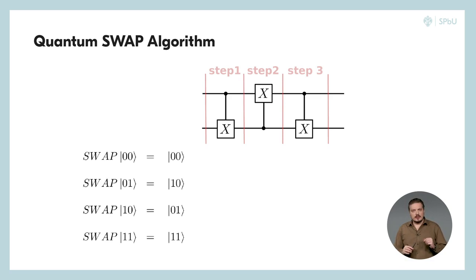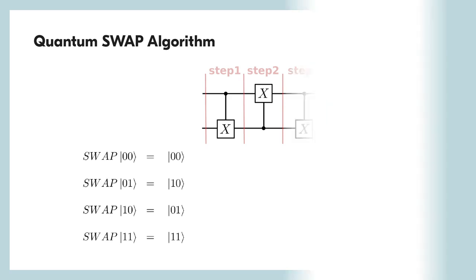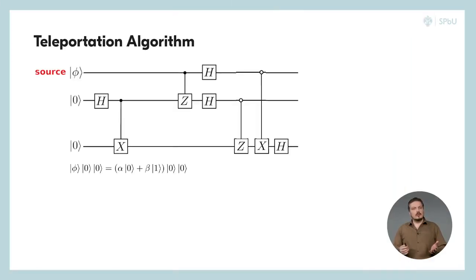Quantum teleportation, on the other hand, does not require the physical interaction during such swap, but it needs some preliminary preparations. So here is the scheme of the algorithm. As you can see, we have 3 qubits here. The first qubit is in some unknown state phi, which is the superposition of 0 and 1 with the unknown coefficients alpha and beta. And this is the state that we are going to transfer.